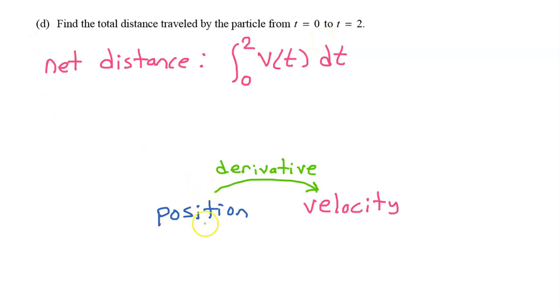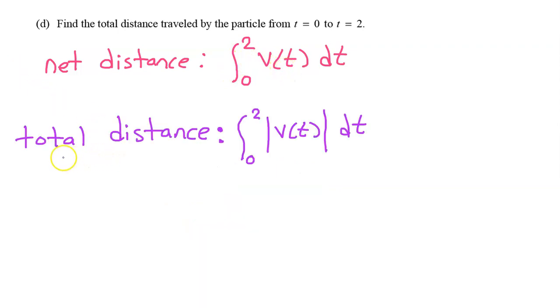Part D, find the total distance traveled by the particle from t equals 0 to t equals 2. You know that if you want to go from position to velocity, you take the derivative. If you want to go from velocity to position, you integrate. That's why if you want to find the net distance traveled by a particle from 0 to 2, you take the integral of the velocity. However, if I want to find the total distance, I need to find the integral of the absolute value of velocity from 0 to 2.